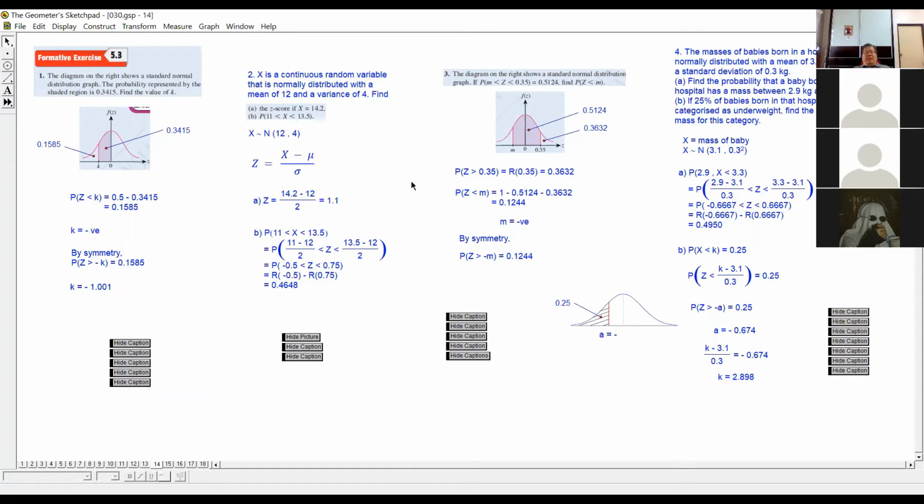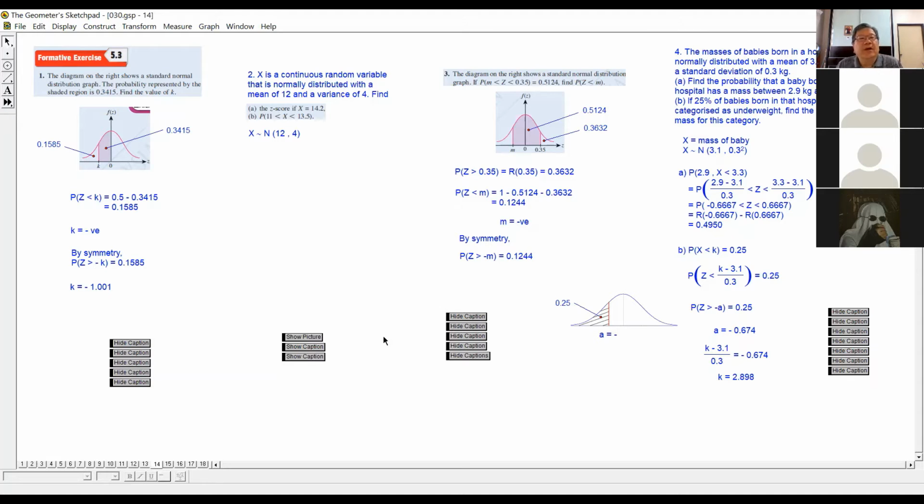X is a continuous random variable that is normally distributed with a mean of 12 and a variance of 4. Find the z-score if x equal to 14.2. P x larger than 11, smaller than 13.5.